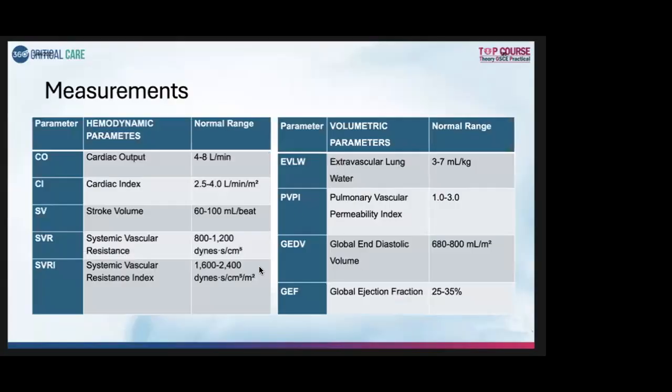So what are the measurements we are going to get from the PiCCO and the VolumeView? Cardiac output, cardiac index, stroke volume, systemic vascular resistance index. Along with all of that, we are going to get extravascular lung water, where the normal value is between 3 to 7 ml per kg, pulmonary vascular permeability index, where the normal value is between 1 to 3, global end diastolic volume, which ranges between 680 to 800 ml per meter squared, and global ejection fraction, which measures between 25 to 35%.